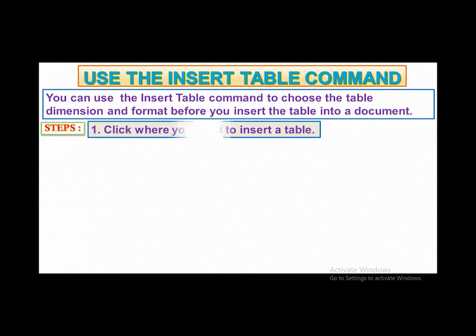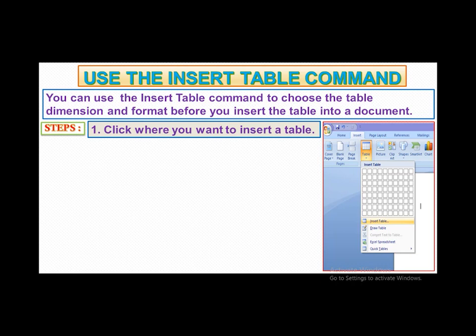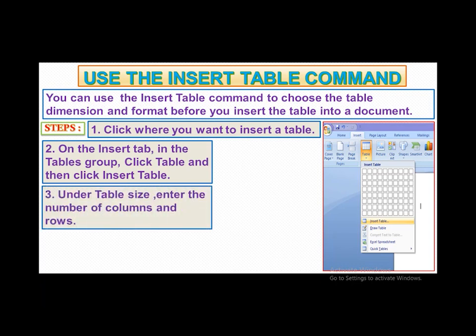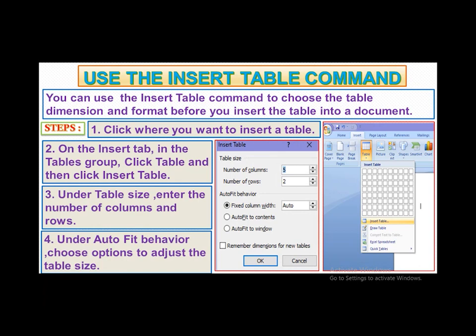Let us see the steps for how to use the insert table command. The first step is click where you want to insert a table. On the insert tab in the tables group, click table and then click insert table. The third step is under table size, enter the number of rows and columns. And the last step is under auto fit behavior, choose options to adjust the table size.